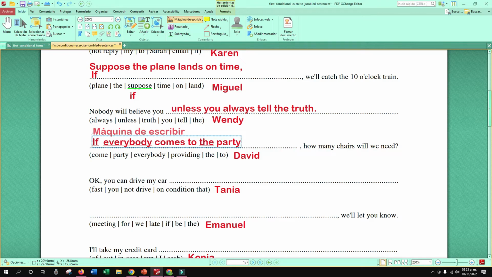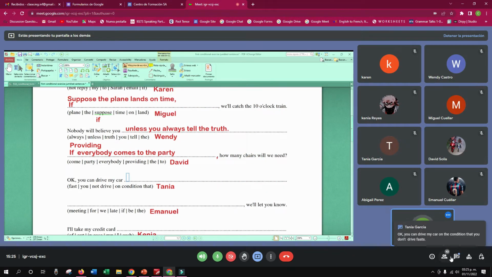So also you can use, if we want, providing everybody comes to the party, comma, don't forget here the comma, ahí está, pero está en chiquito, así que la vamos a poner en rojo. How many chairs will we need, right? Excellent, Mr. David, thank you. What about this one, Miss Tanya? Do you have the answer?